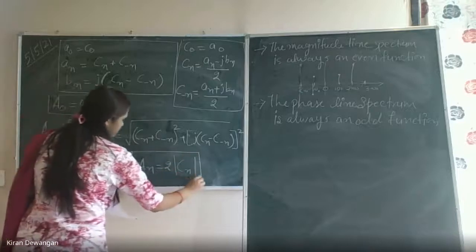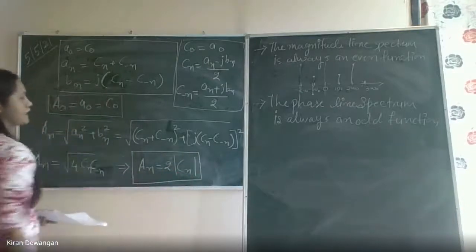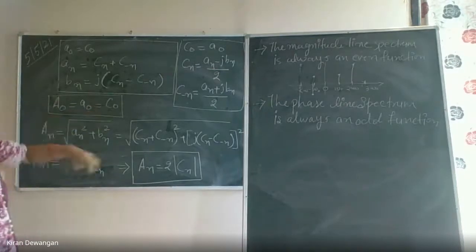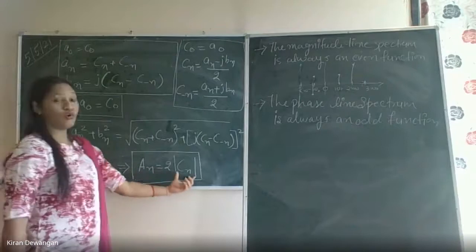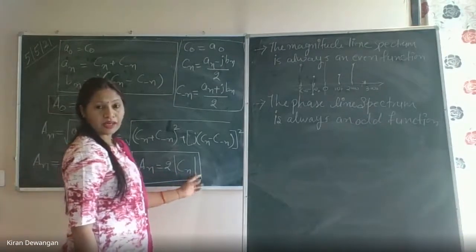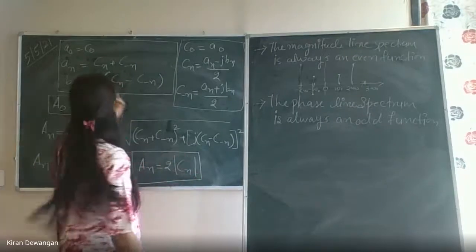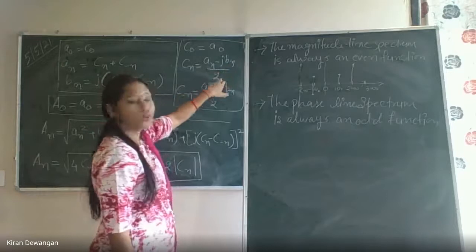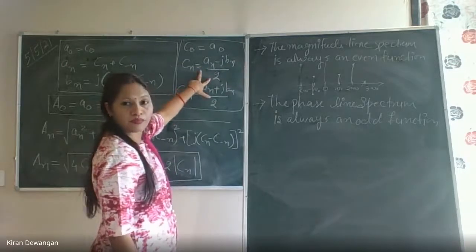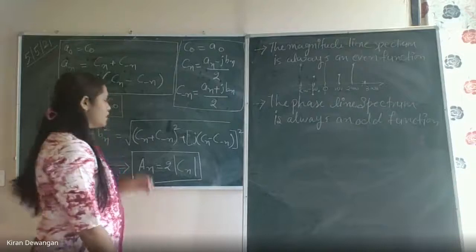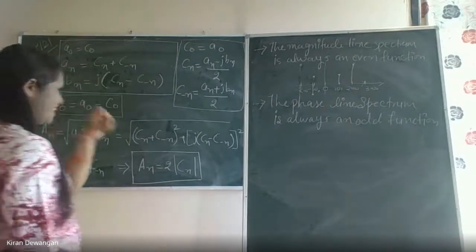An equals 2 mod Cn. So we have A naught equals C naught and An equals 2 mod of Cn. Mod of Cn, meaning whatever Cn is, that will be in terms of An and Bn. What is Cn? It is nothing but An minus jBn by 2. So we will take the mod of this term, the magnitude, and that will be our An. Clear? So that is how we will be getting this equation.